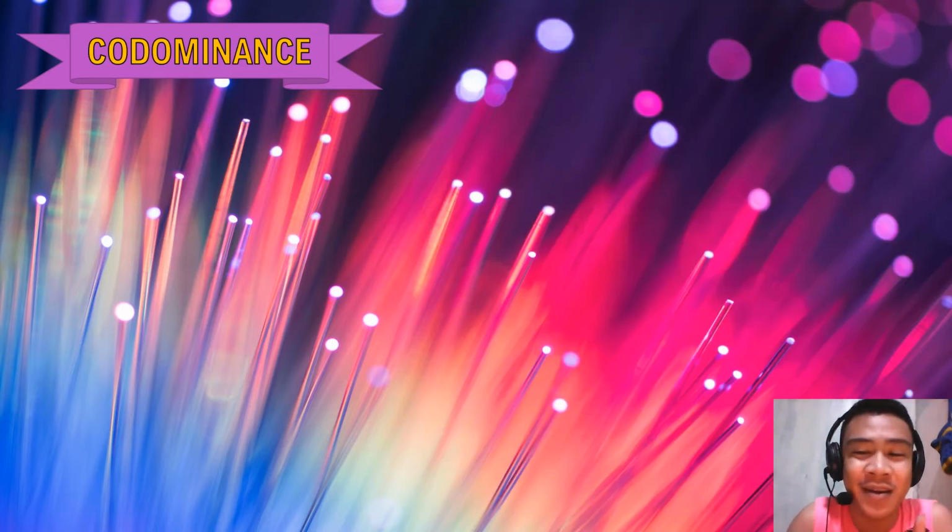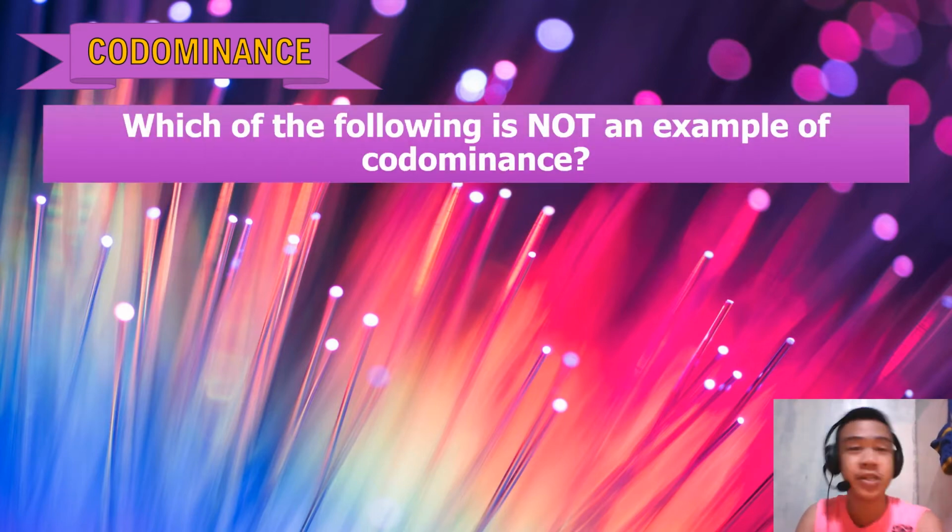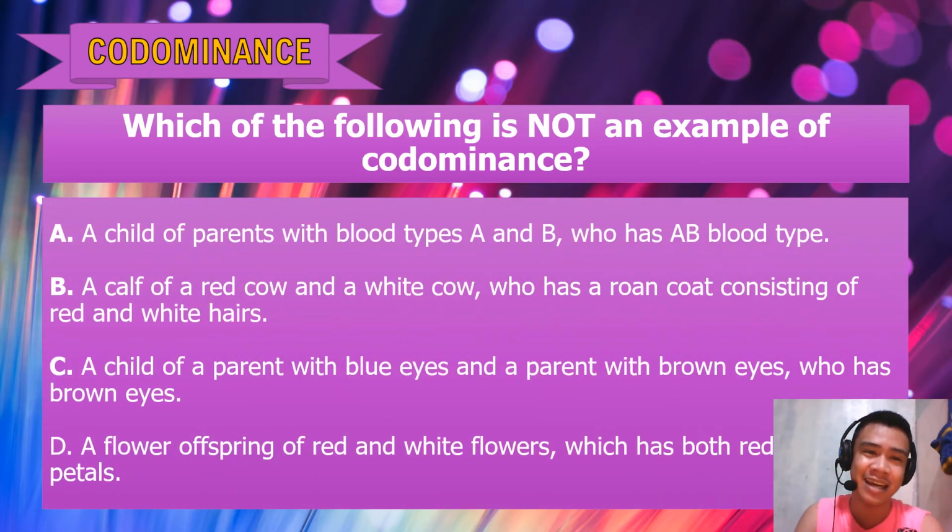Let's check your understanding. Which of the following is not an example of codominance? A. A child of parents with blood types A and B who has AB blood type. B. A calf of a red cow and a white cow who has a roan coat consisting of red and white hairs. C. A child of a parent with blue eyes and a parent with brown eyes who has brown eyes. D. A flower of offspring of red and white flowers which has both red and white petals. Go.